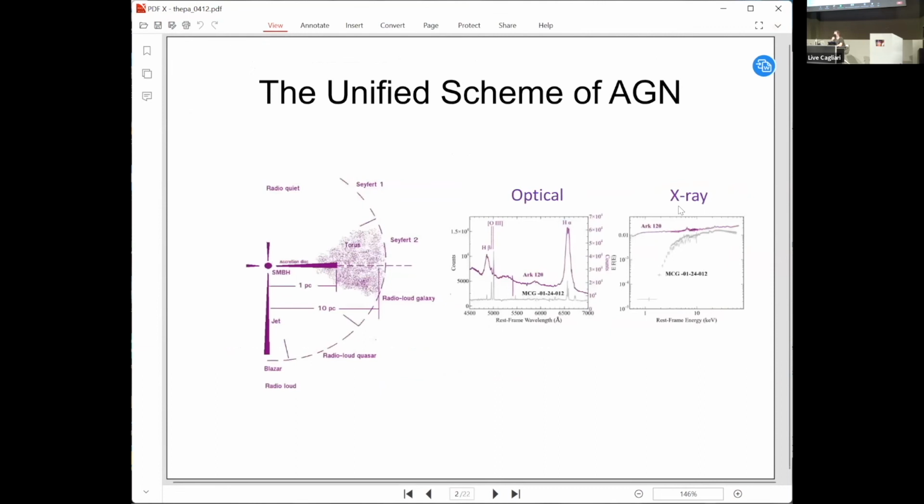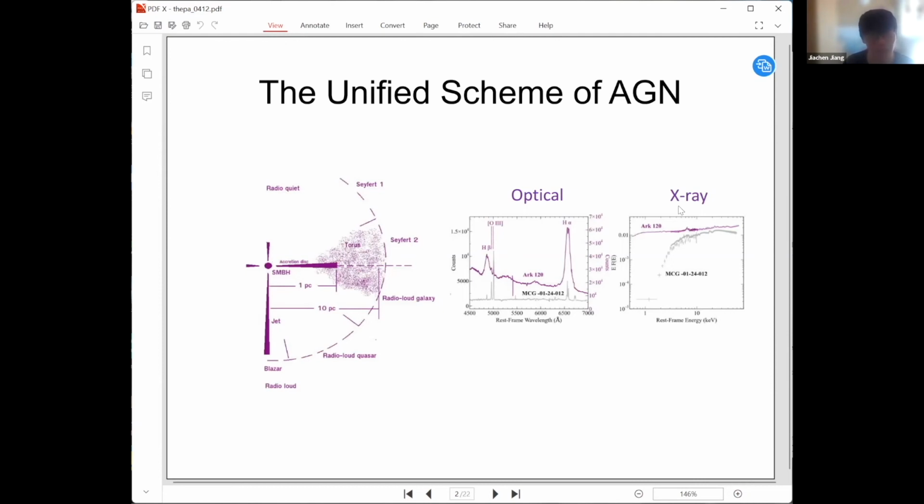I just want to start with the unification model of AGN. The idea is very simple. All types of AGN are intrinsically very similar. There are Seyfert 1 and Seyfert 2 because they are viewed from different inclination angles. If there is a large inclination angle, we are looking through the torus. The torus blocks the broad-line region behind it, so it shows no broad lines in the optical spectrum, and correspondingly, its X-rays from the innermost accretion region are obscured by the torus. So this is Seyfert 2.